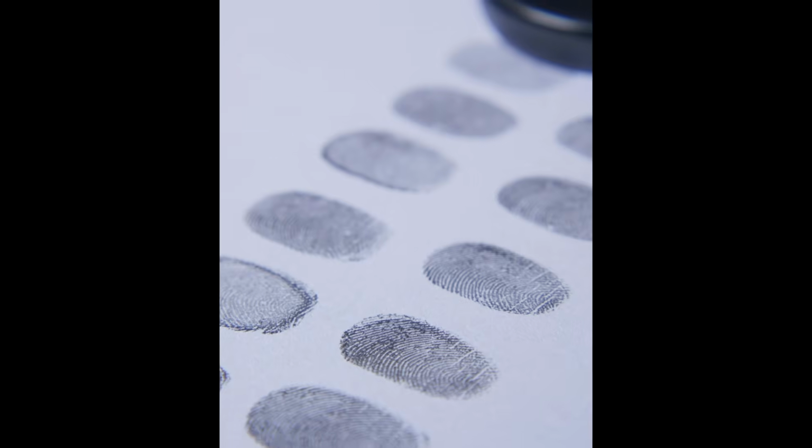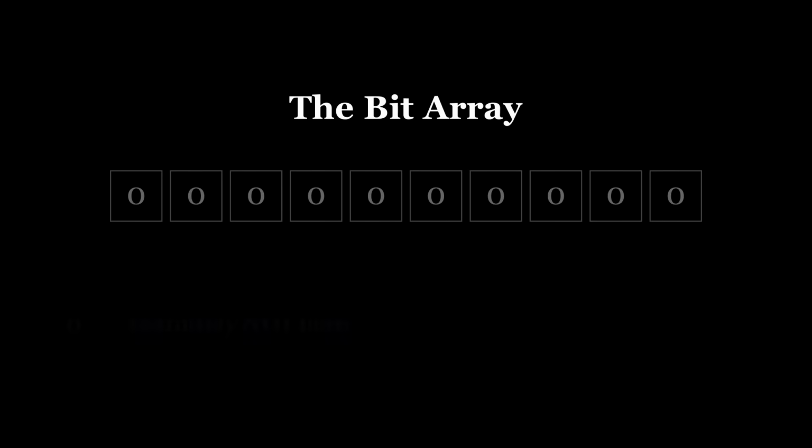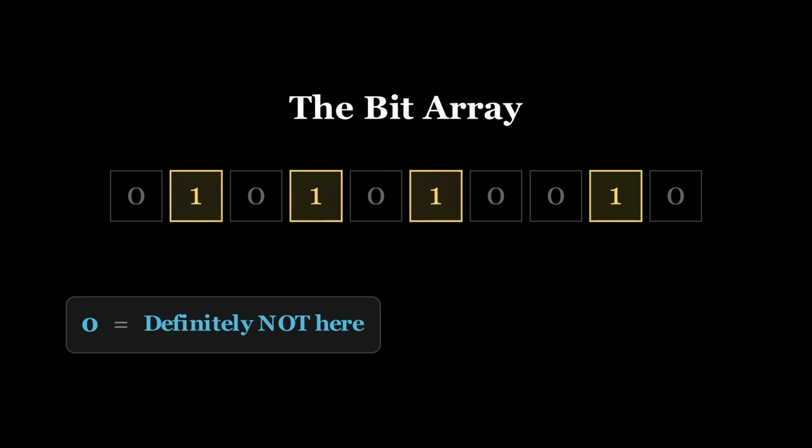So instead, it uses a Bloom filter, a probabilistic data structure that doesn't actually store the list, but just tracks the fingerprint of it using a bit array, which is just a row of zeros and ones, where a 0 means definitely not here, and a 1 means probably here.